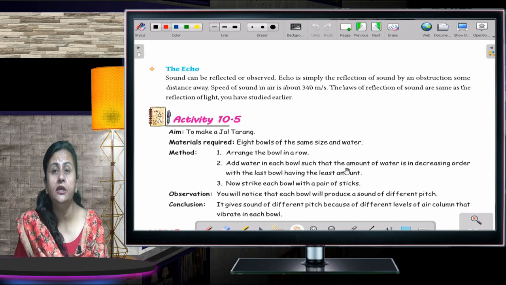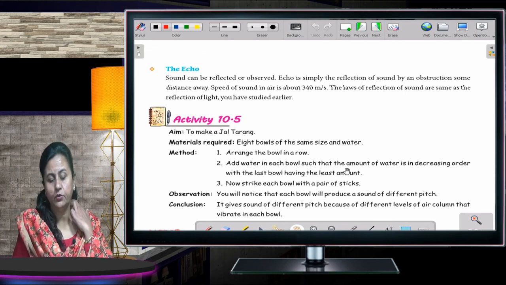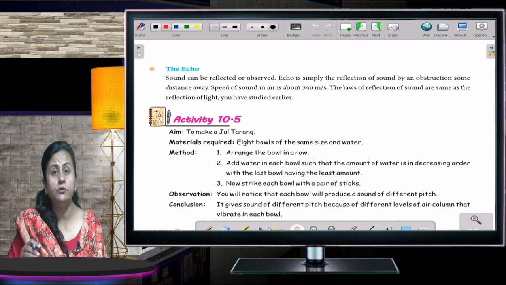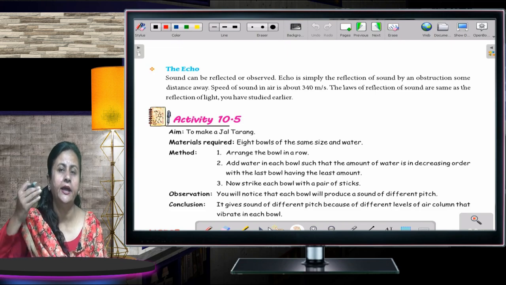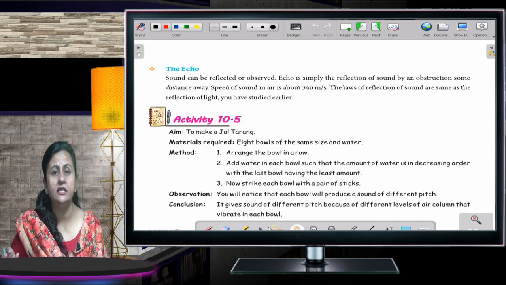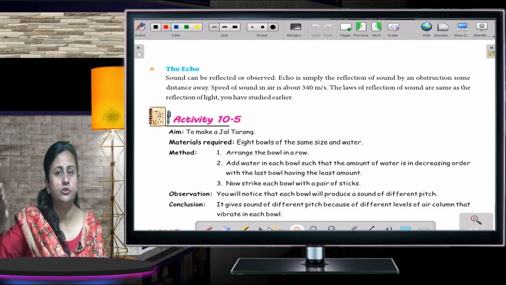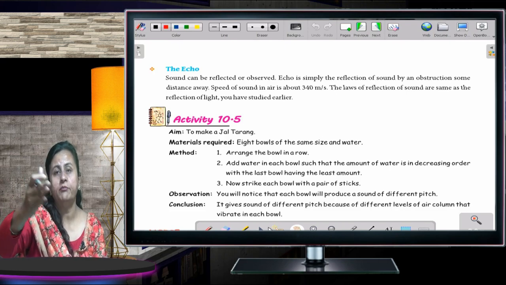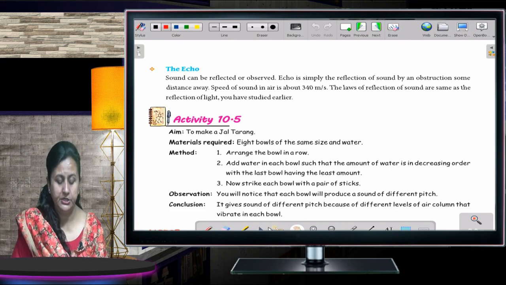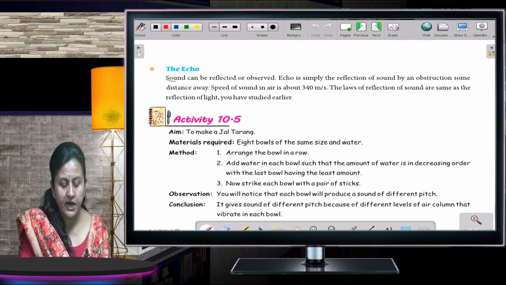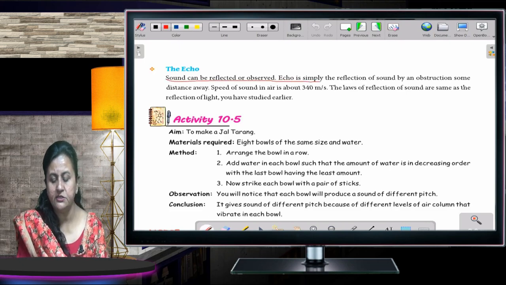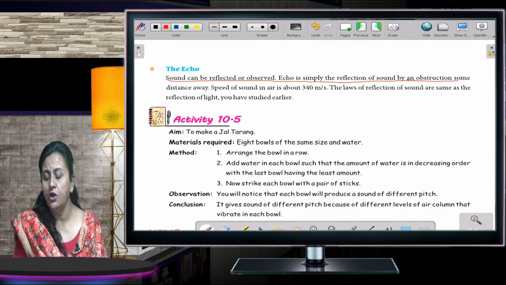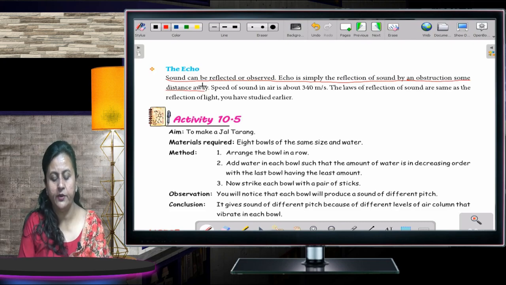Then what is an echo? Echo is when you hear the sound again and again in your ear. When you go to the hills and you call out your name loudly, what happens? You will hear the same sound again and again because your voice strikes the hills, and from there it comes back to your ears. So sound can be reflected or absorbed. Echo is simply the reflection of sound by an obstruction some distance away.